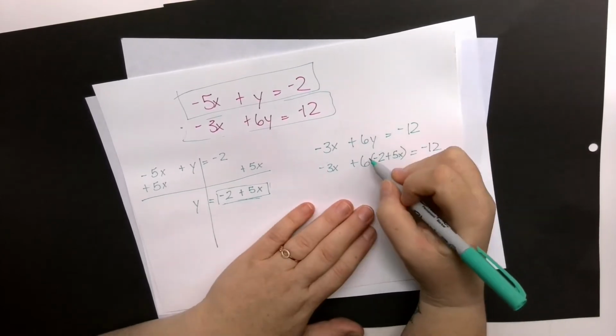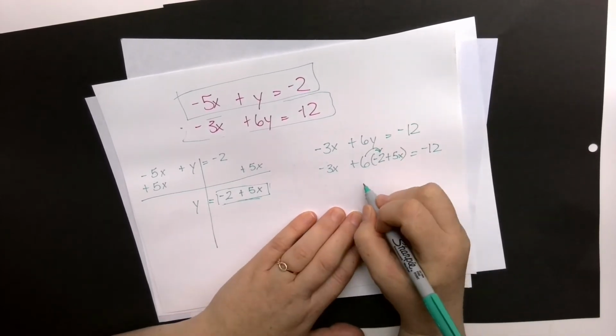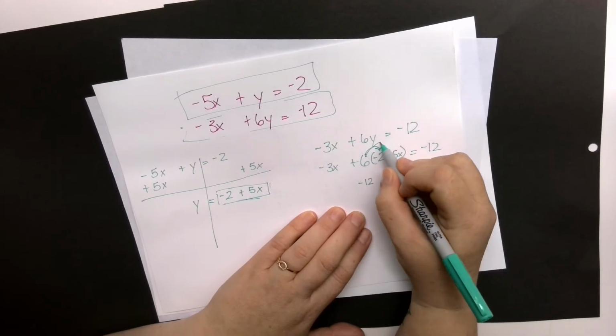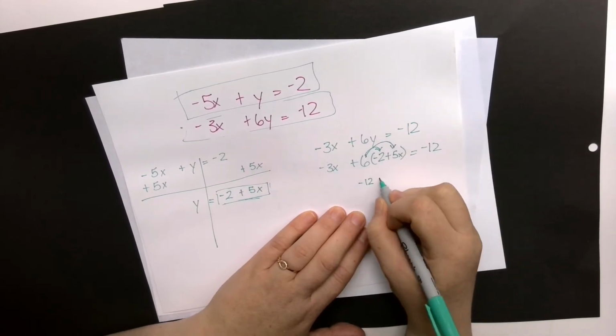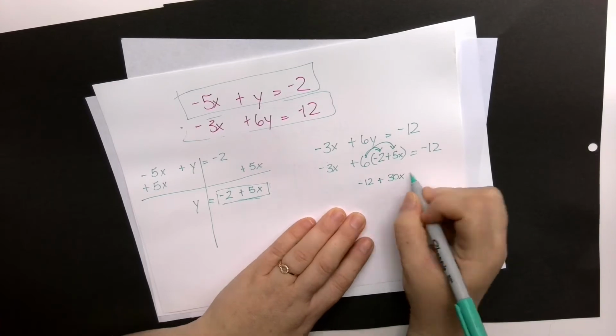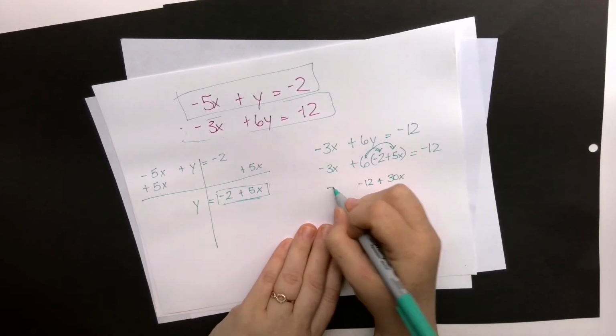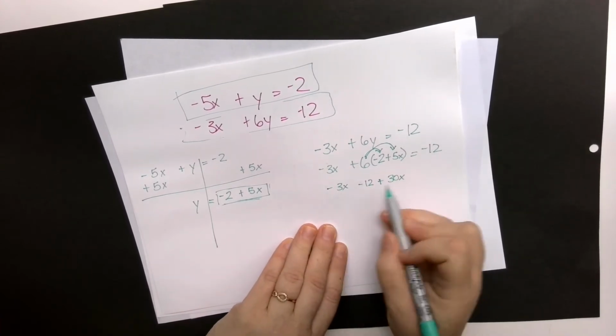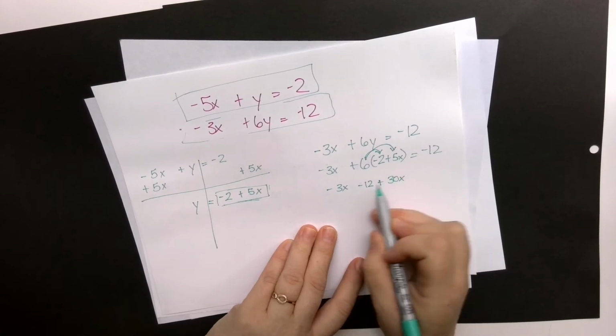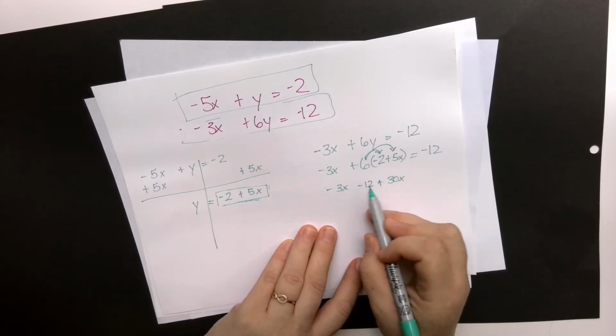Okay. 6 times -2 would give me -12. 6 times 5x would give me 30x. And I'm going to bring down my -3x from before. -3x plus 30x. Okay, these have different signs, so I'm going to take the difference.